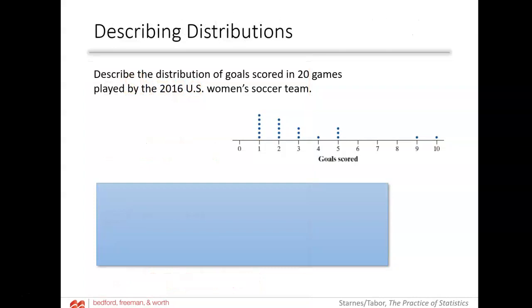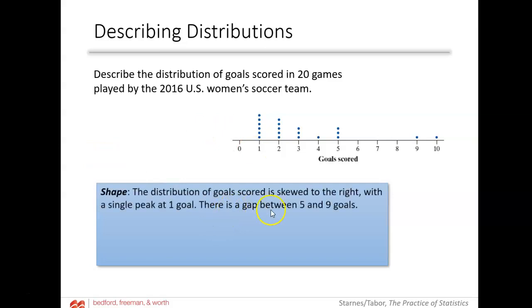So here we have an example. Describe the distribution of goals scored in 20 games played by the 2016 U.S. Women's soccer team. So this is their dot plot. If you could describe the distribution, think to yourself, even pause the video if you want to take a moment.